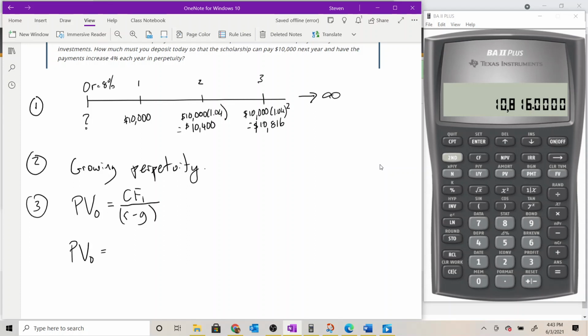All right, so let's plug in the information from this problem. PV sub 0 for the present value at time period 0 is equal to the cash flow 1 period later. In this case, that's 10,000, divided by the interest rate, which is 8% in this problem. As a decimal, that's 0.08, minus the growth rate in the cash flows. That's the 4% larger that each cash flow is. And as a decimal, 4% is 0.04. So we're going to do 0.08 minus 0.04.